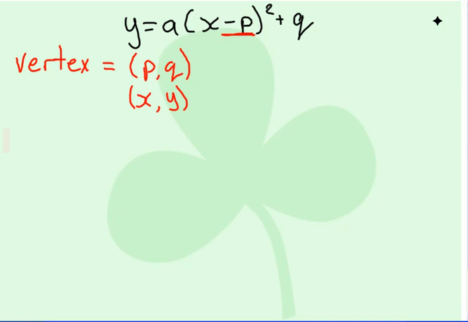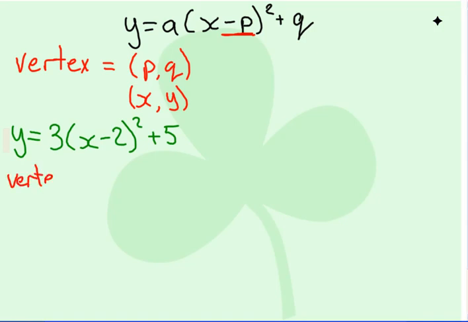So if I were given an example, let's say y equals 3 times (x minus 2) squared plus 5. The vertex of that equation is going to be, now remember it's (p, q), and you have to remember that the p is the opposite sign. I've got a negative 2 here, so my p is going to be a positive 2. My q, however, stays whatever sign it is, so (2, 5).